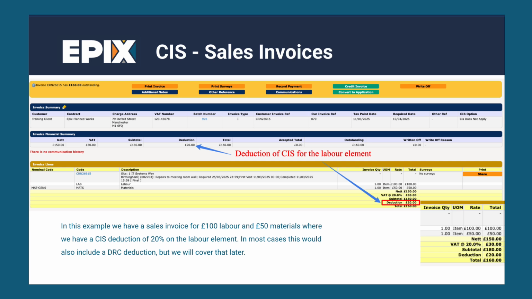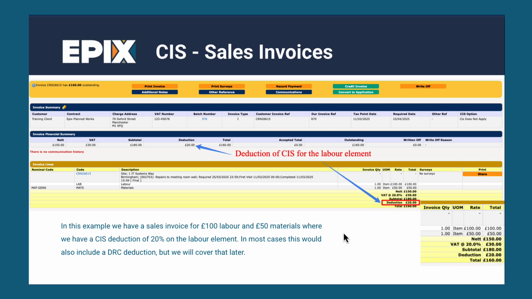Moving across to the sales side, again, really straightforward. When you've got a nominal code set against your sales line with a CIS deduction on it, it behaves like this on your sales invoice. I've annotated my screenshot a little bit to give you an idea of where it happens. Once you've generated your sales invoice, you get the deduction as an additional column showing here. You also get your deduction showing in the totals and the subtotals at the bottom, which I've zoomed in on so you can see here.